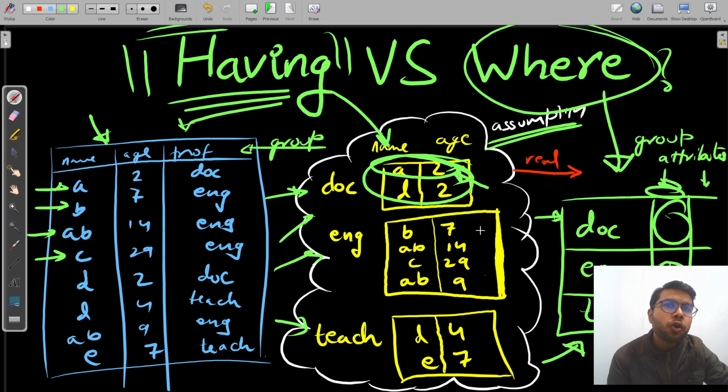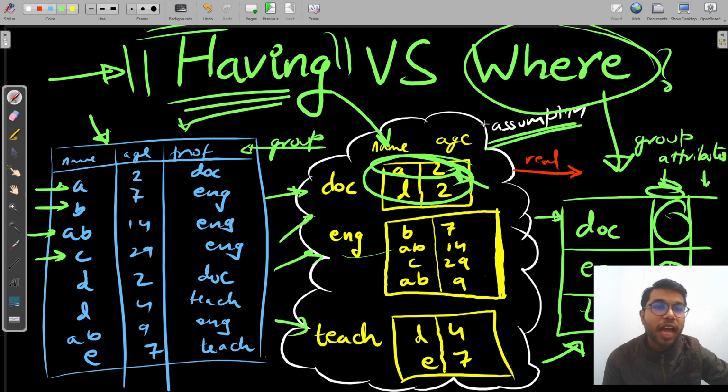So when I want to check if something is contained within a group, I use having. When I want to add a condition to the group, I would use where. Alright, so that was the major difference between having and where.